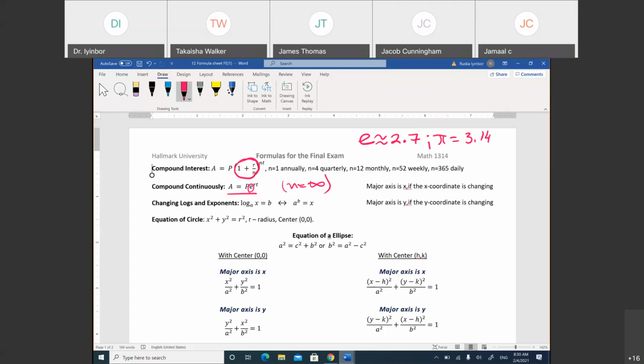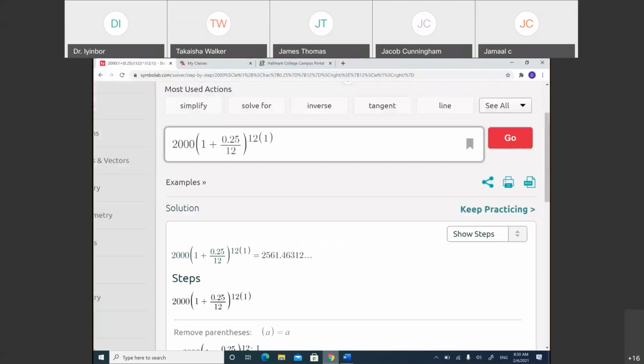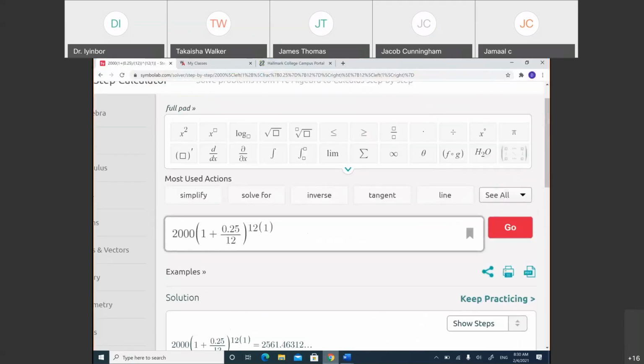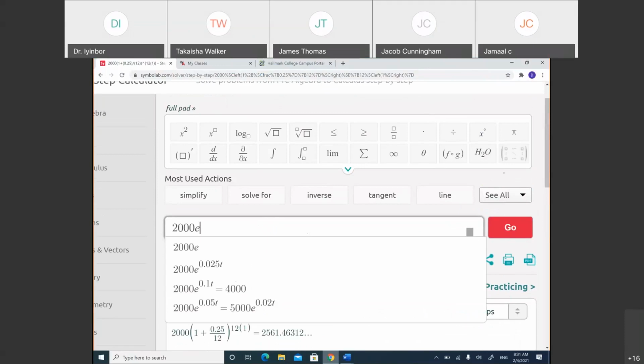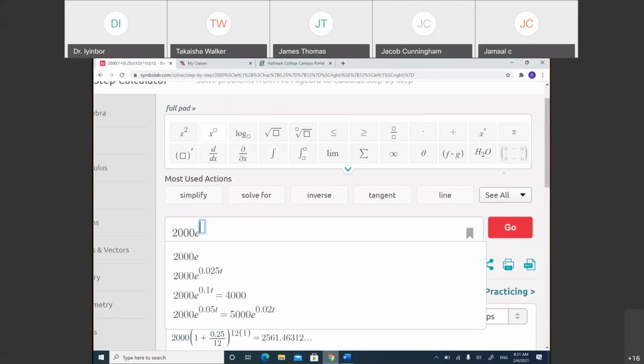Any questions so far? And how do you do that in the calculator? You're just going to plug it in the calculator. Instead of all this, you're going to put e on the keyboard with an exponent. I'll show you how to do that in a minute. So you just put e, and then you press exponent. That's how you do it in the calculator.